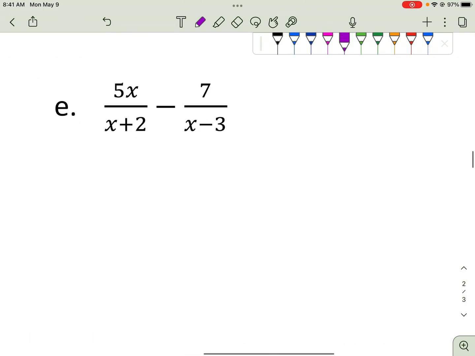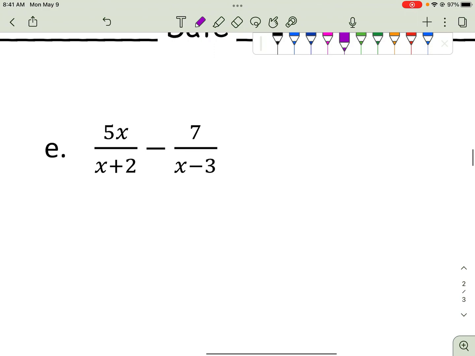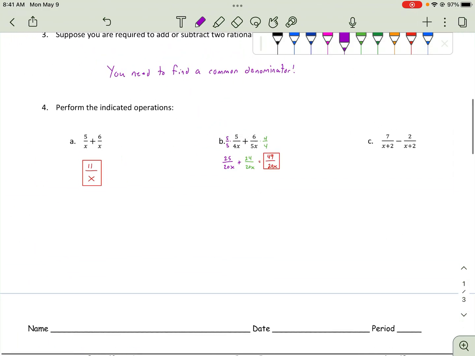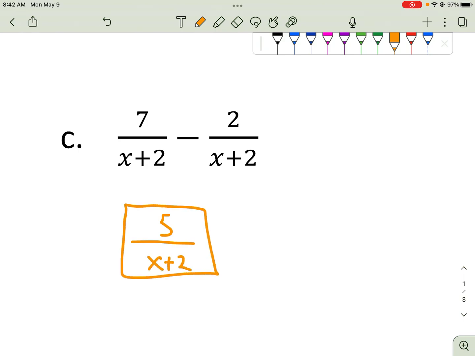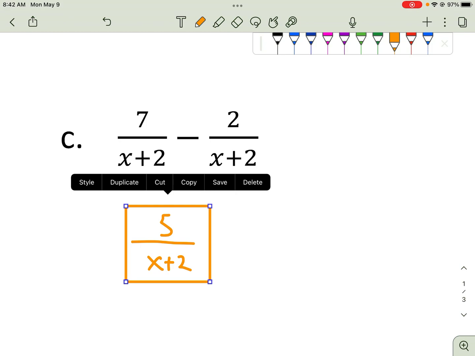And that's our answer. Okay, let's do the same thing over here. Now we have a subtraction problem. Oh, whoops, I forgot to do C. Let's jump back up here to C. I knew there was a subtraction problem somewhere. But this is, we already have a common denominator, so you just do 7 minus 2 and get 5 over x plus 2. Okay, so subtraction problems, you got to do the same thing. You got to get a common denominator.